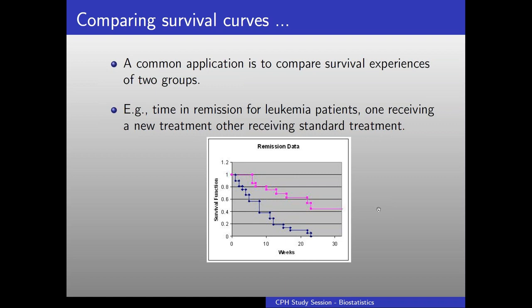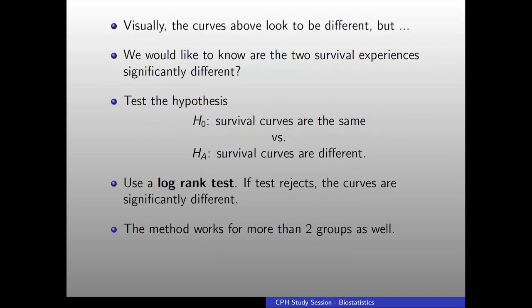If we want to statistically compare the survival experience of these two, we have to conduct a test. That test is called a log rank test. The null hypothesis is that the survival curves are the same, so both groups have equal survival experiences, versus the alternative that one group has a different survival experience. Now this method works for more than two groups as well, but just to illustrate, I've shown you two groups here. So if the test rejects, one group is doing better than the other group.